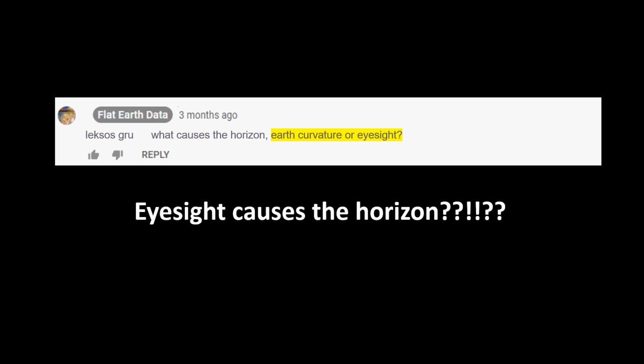What causes the horizon? Earth curvature or eyesight? Eyesight causes the horizon? That would be similar to asking, do ears cause sound? But anyways, here's Flat Earth Data.